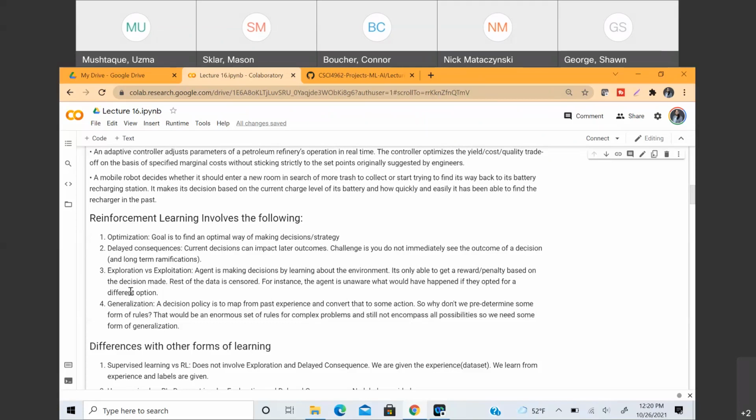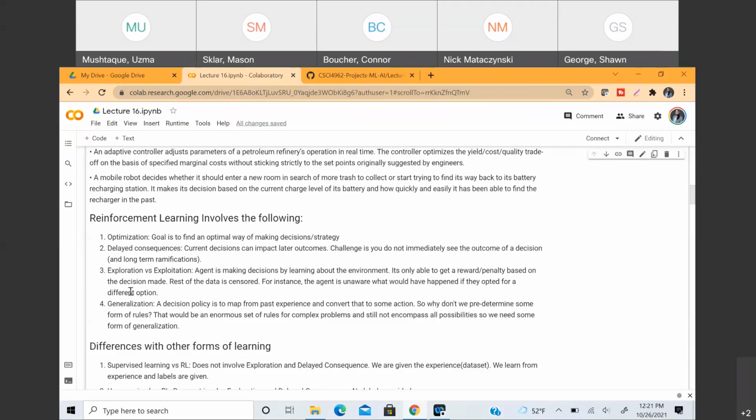Meaning if you keep exploring, maybe the immediate reward that you were getting gets lower as you start to explore. Or maybe you wanted to exploit that immediate reward and you didn't want to go later in time and look for other rewards, right? So there is a trade-off that exists. The agent has to make decisions by learning about the environment, and it's only able to get a reward or a penalty based on the decisions made.